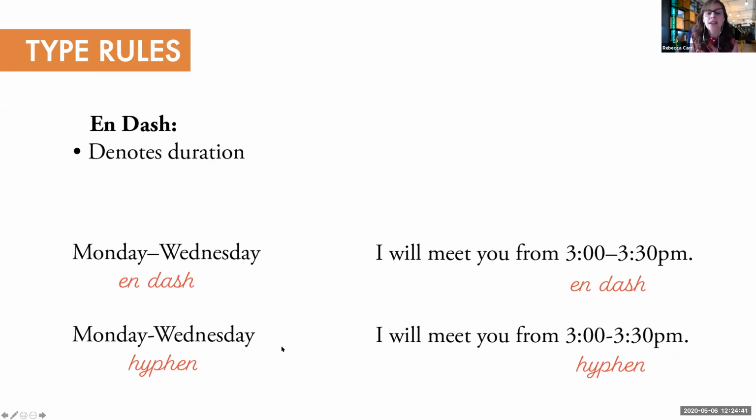Okay, and an N dash is used to denote a duration of time. This, of course, we use a lot in things like invitations. So from one date to another. So Monday to Wednesday, N dash, same with times. Again, this is the incorrect on the bottom.